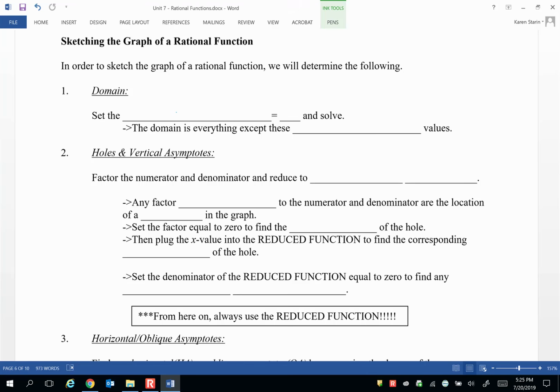First, the domain. So we take that function and we set the denominator equal to 0, and we solve it. And then all of those solutions to the denominator being set equal to 0 are the excluded values.